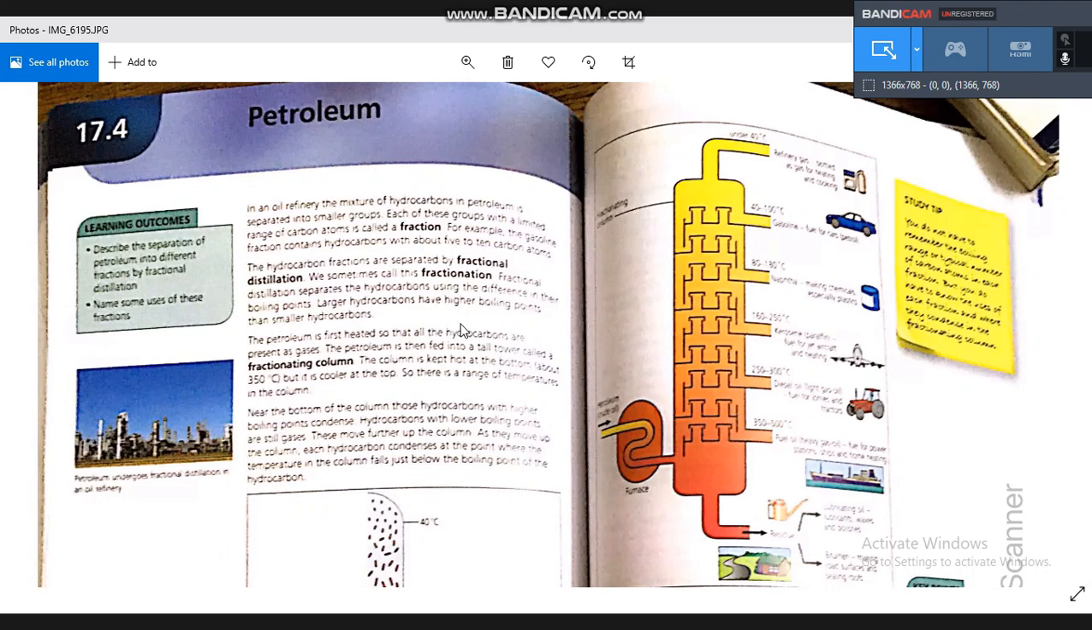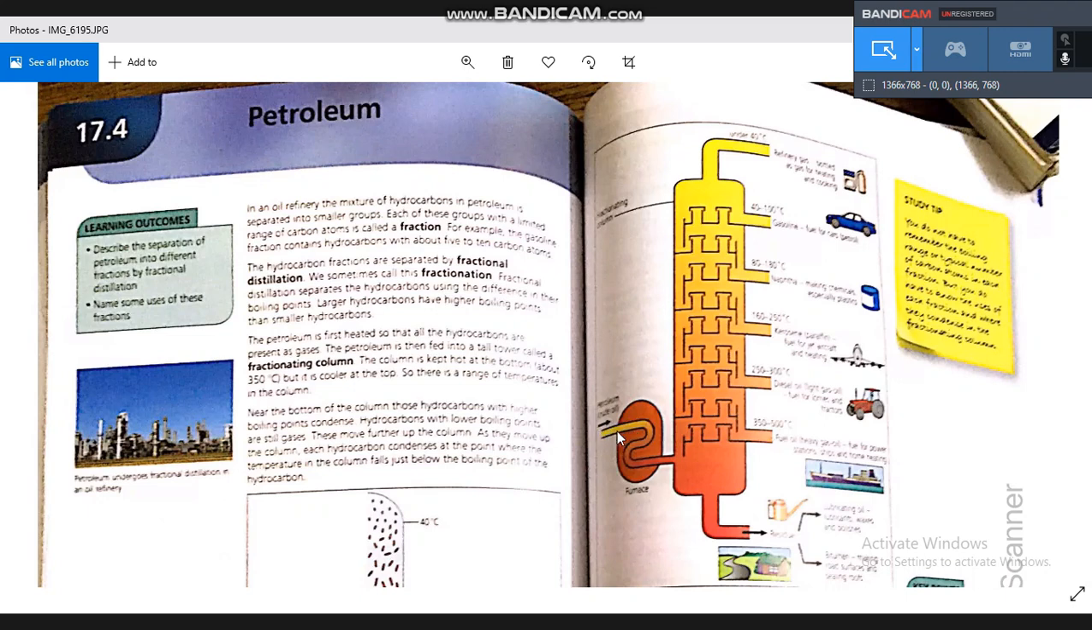Okay? Right. We make fractional distillation of petroleum in this column. This column is called the fractionating column. Okay, fine. What is the temperature inside this column? The temperature at the bottom of the column is 350 Celsius. 350 Celsius.